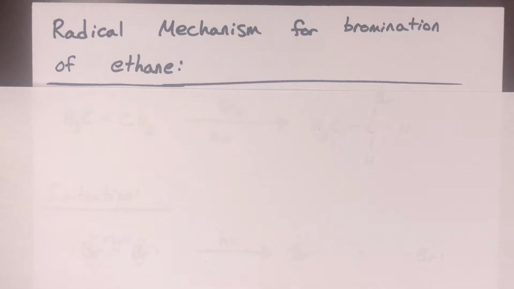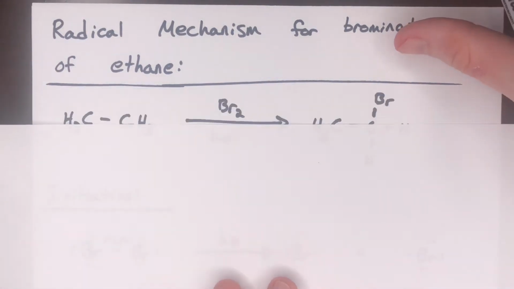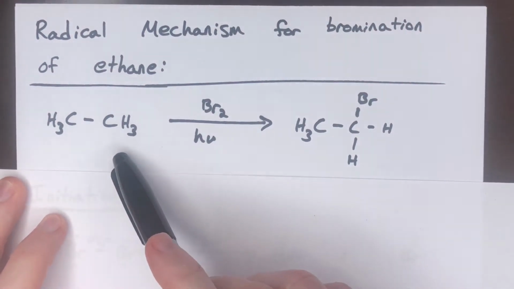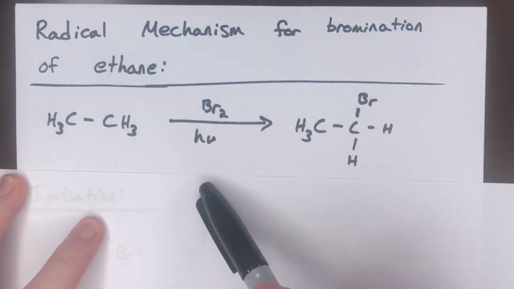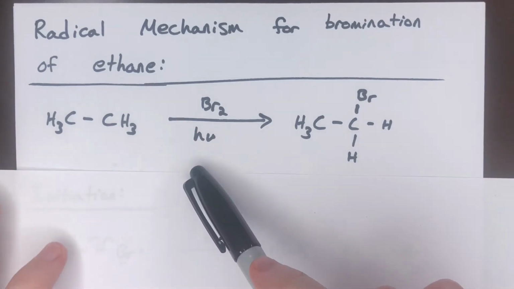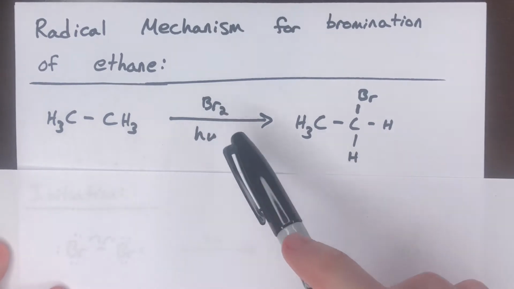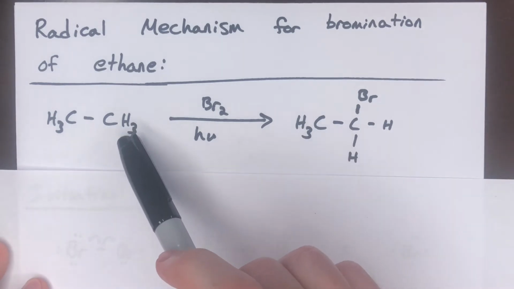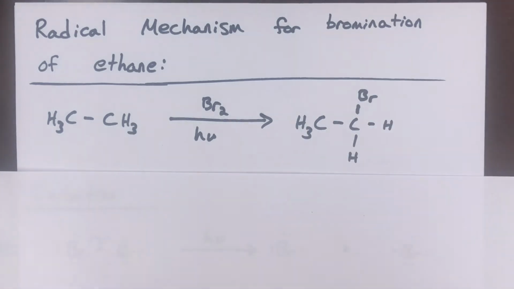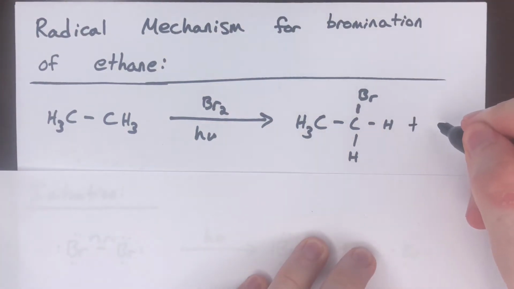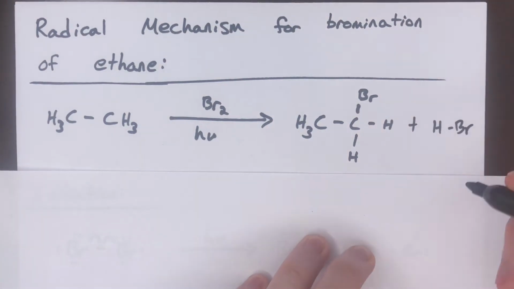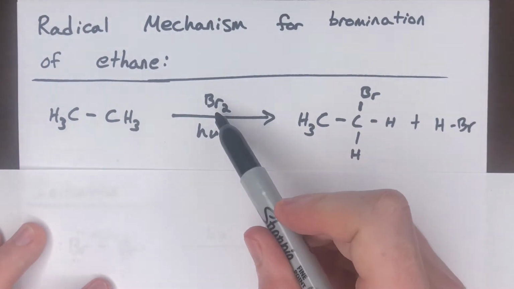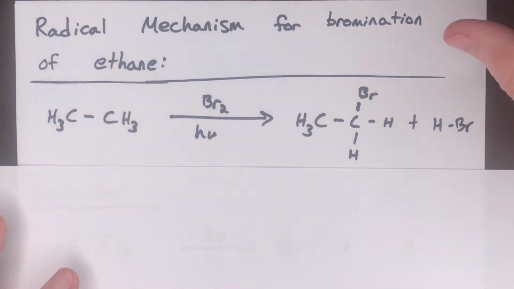Now the complete radical mechanism for bromination of ethane. The reaction as written: you have ethane, which reacts with Br2 with some input of energy, in this case denoted as h nu. This creates bromoethane, where we have essentially replaced one of the hydrogens with a bromine, and there's a byproduct of HBr, which conserves the atoms and molecules involved.